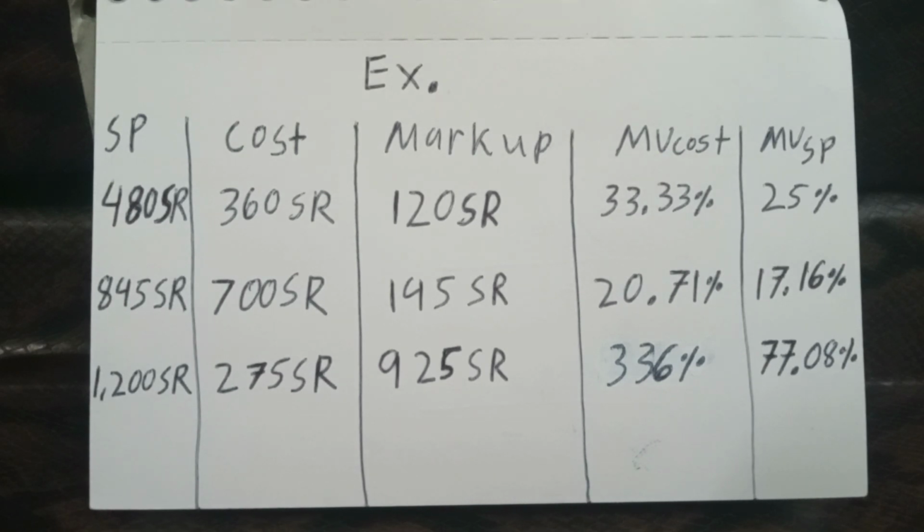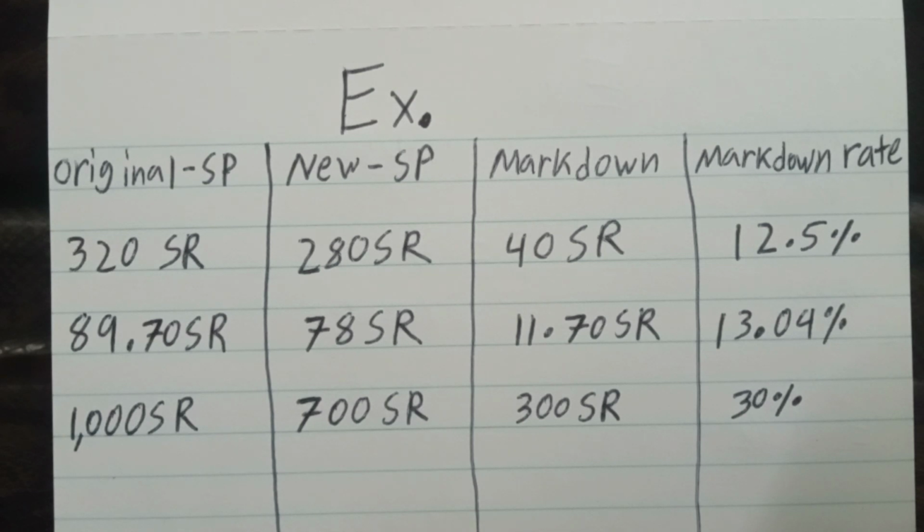So all you have to do here to get the markup based on cost is to divide the markup by the cost, which will give you 33.33%, 20.71%, and 336%. And to get the markup based on selling price, all you have to do is divide the markup by the selling price, which will give you 25%, 17.6%, and 77.08%.